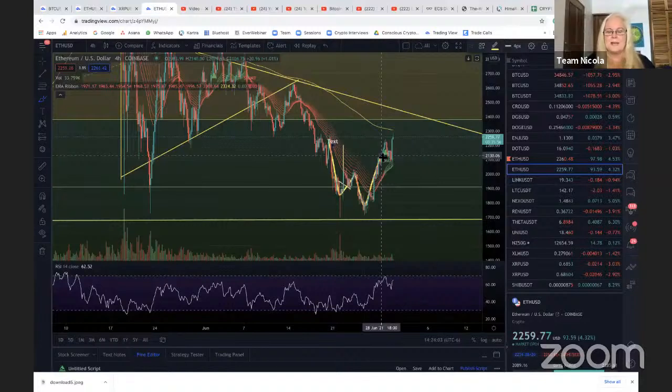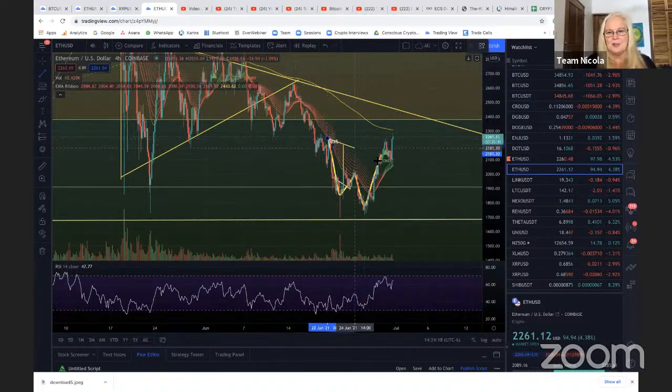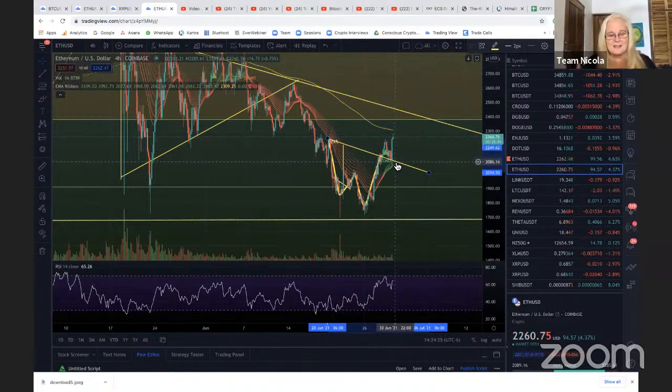Because normally Bitcoin will make its move and Ethereum will follow a few hours later, right? And what's been happening is Ethereum is making the move and Bitcoin is following. And this is a classic example. Ethereum has created its W. It's broken out of the W. It's come back down to retest the neckline as support, and it's bounced off, and it's gone above the breakout.